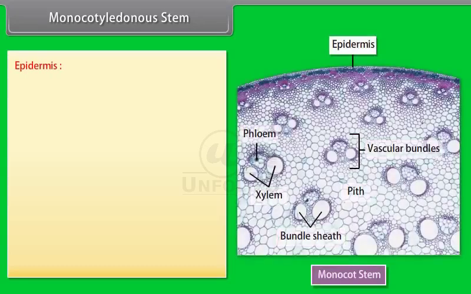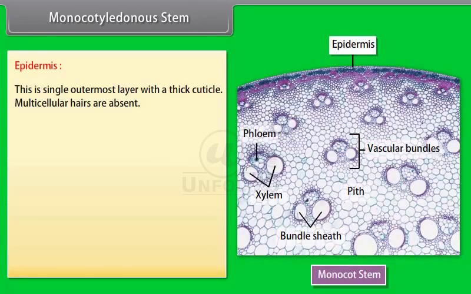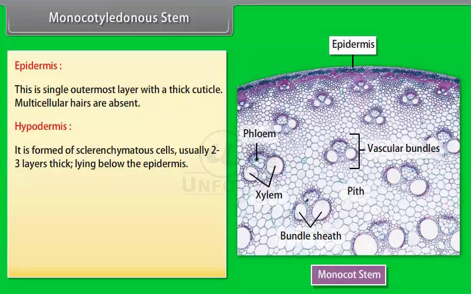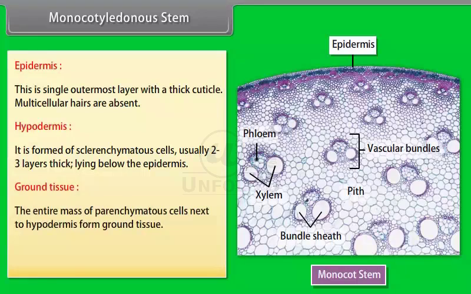Monocotyledonous stem. Epidermis. This is single outermost layer with a thick cuticle. Multicellular hairs are absent. Hypodermis. It is formed of sclerenchymatous cells, usually 2-3 layers thick, lying below the epidermis. Ground tissue. The entire mass of parenchymatous cells next to hypodermis form ground tissue.